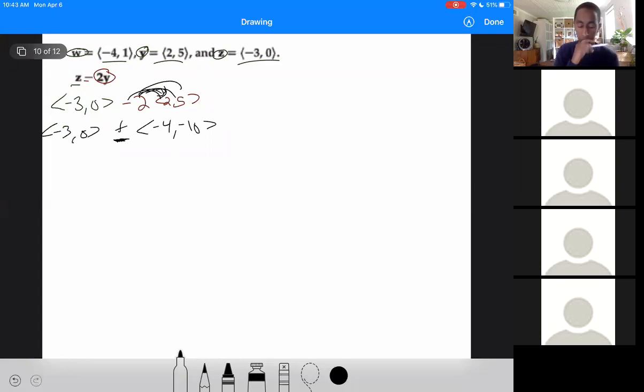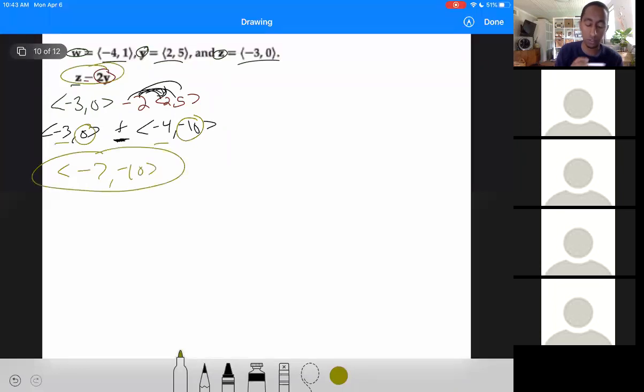But I think it's easier if you distribute the negative with it, change that to plus, and bring down -3 comma 0, okay? And then when we're adding, we would just add this and this, the A and the A, it would be -7. And we would add the B, 0 and -10, that would be -10. And so Z minus 2Y is that. That's it. Okay. Questions?